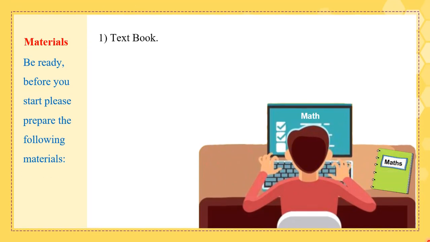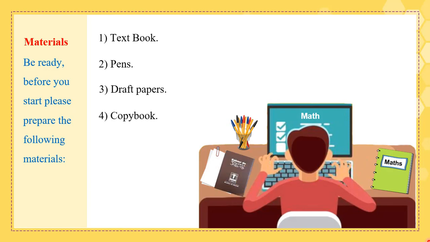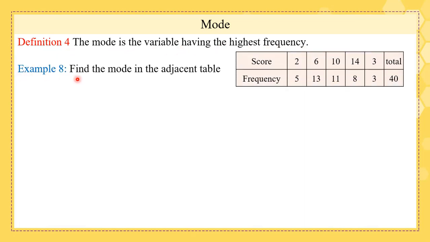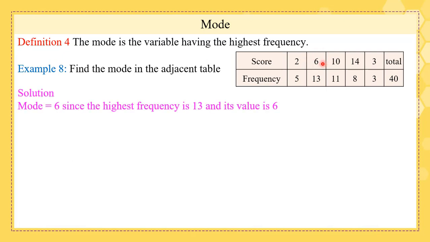Materials. Mode. Definition. The mode is the variable having the highest frequency. Example. Find the mode in the adjacent table. Which score has the highest frequency? We remark here the score has the highest frequency is 6. Solution. Mode equals 6 since the highest frequency is 13 and its value is 6.